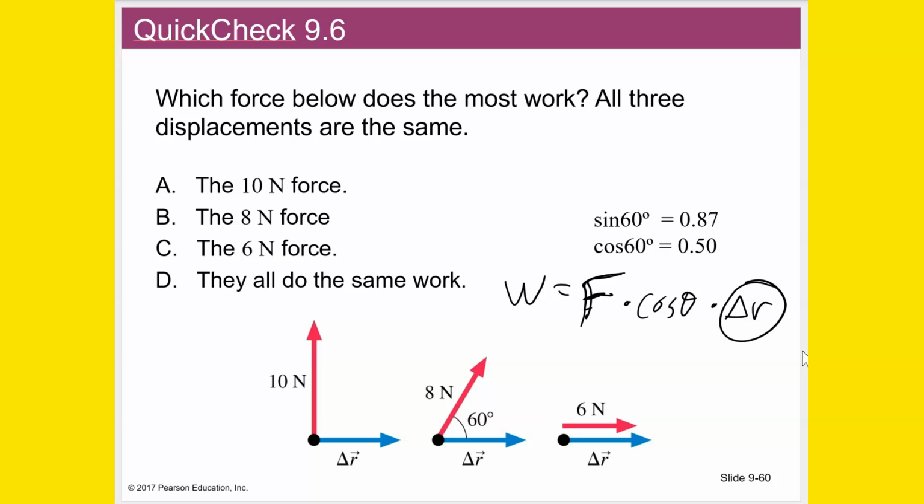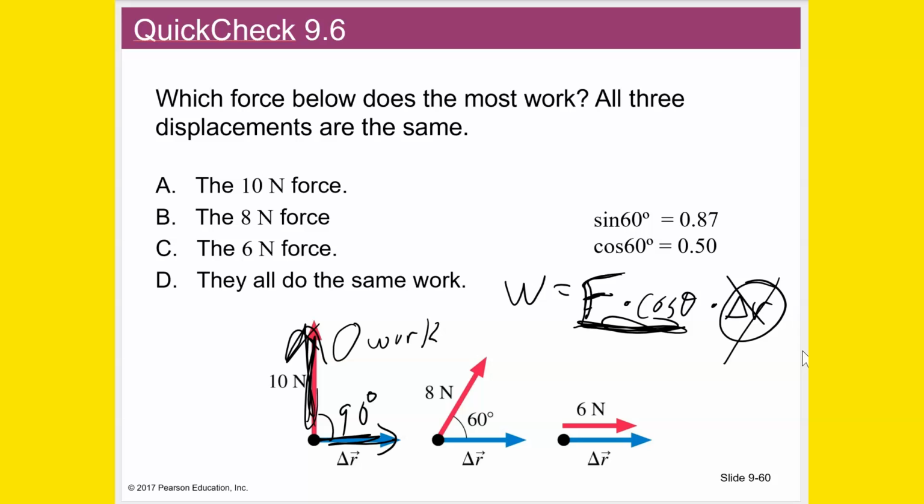So in this case, the delta R is the same for each one, so don't even worry about that. So then what is F cosine theta for each one of these? Well, here, theta is 90 degrees, and cosine of 90 is 0. So this 10 Newton force right here is doing 0 work. It's not doing anything to move it in that direction. All right, what about the 8 Newton force? It's going to be 8 cosine of 60, which is 8 times 0.5, which is 4. This is 4 joules of work.